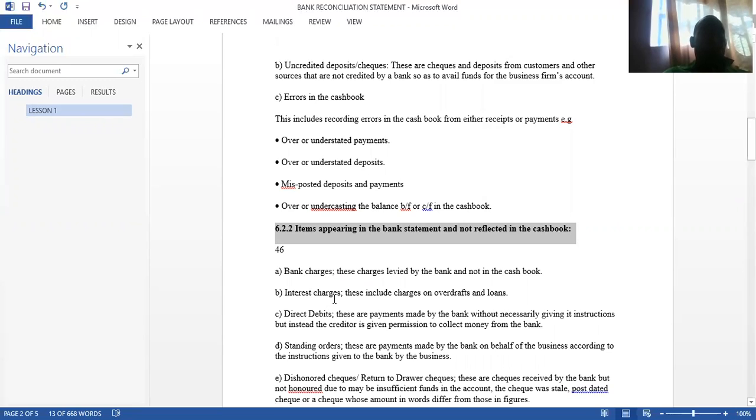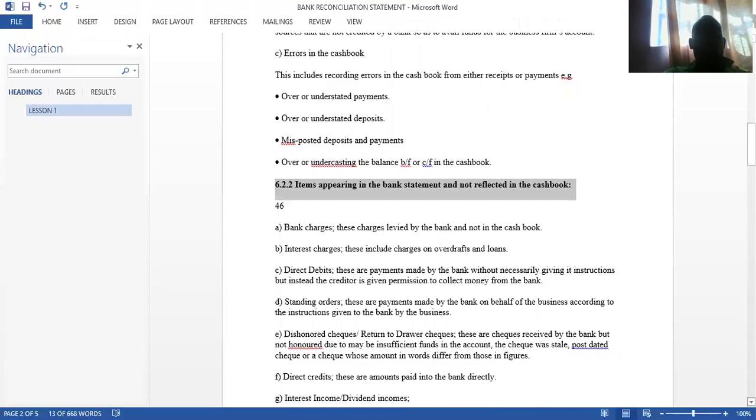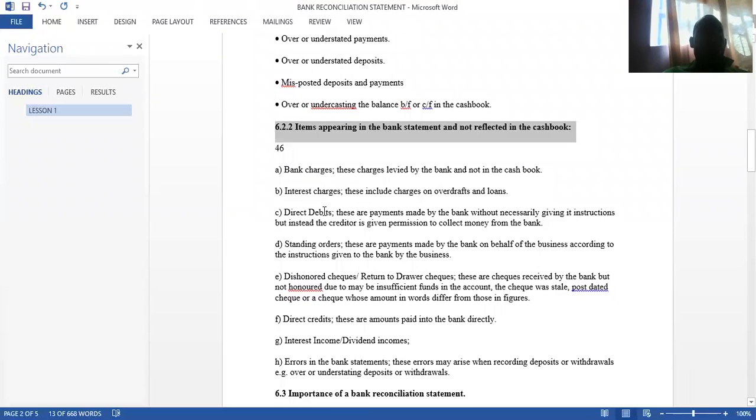We have got interest charges in case of loans and overdrafts. The bank will charge this interest from the amount that we have in the bank, but in the cash book, you find that maybe the accountant is not aware that that interest has already been deducted. We have got the direct debits. These are the payments that are made by the bank directly, and the accountant is not aware. We also have what we call the standing orders. In case the business is having regular payments that it makes, it can go to the bank and instruct the bank to be making these payments on their behalf without necessarily the accountant appearing at the bank to effect them.